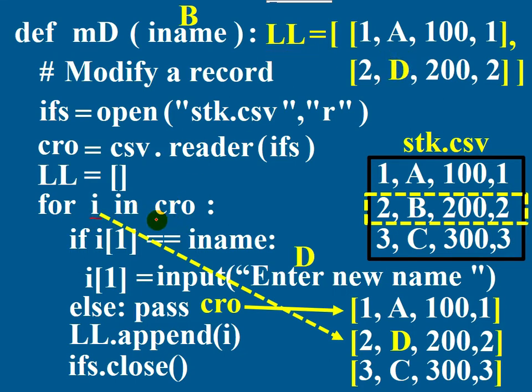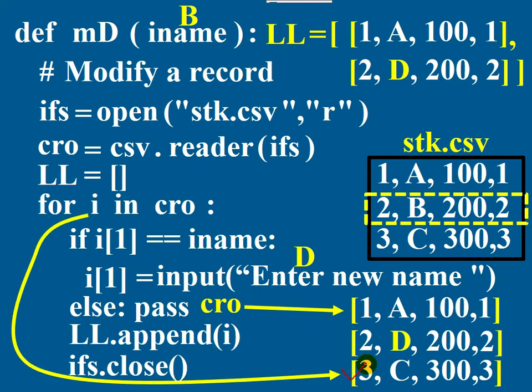Now I contains the last element of the CSV reader object, the third element, this one. You can see I points to the third element. Now what is I of 1? It is C. Now C equal to B, condition wrong, control comes to the else part, nothing to be done. And why was the condition wrong? Because this is not the list to be modified. So anyway, I contains the third row, the last row, it is appended to LL. So now LL contains one more element, the third row.